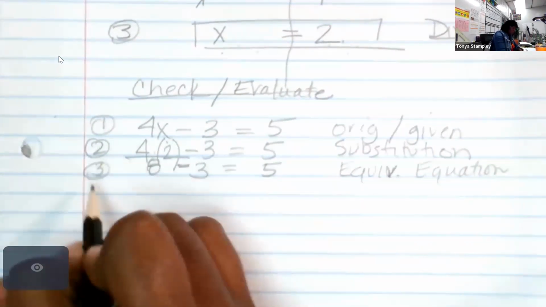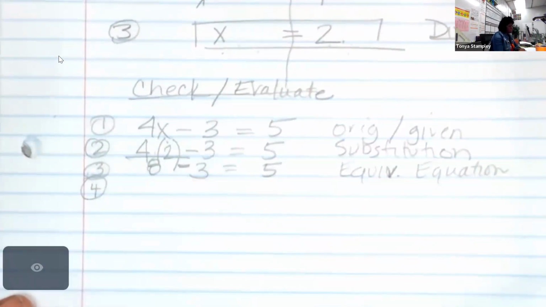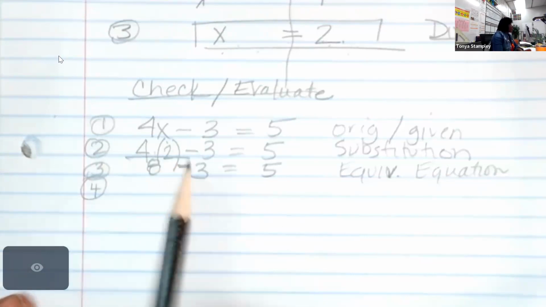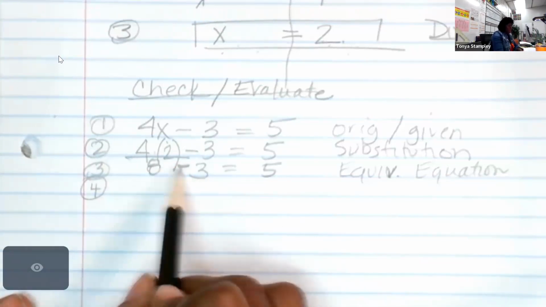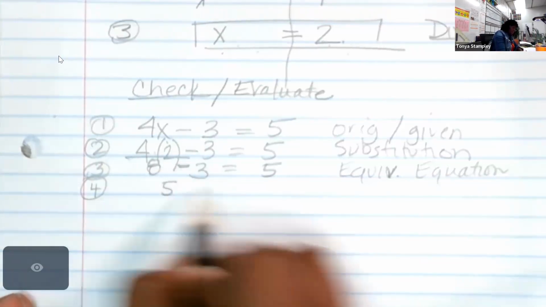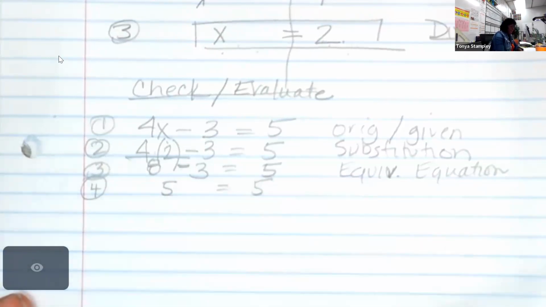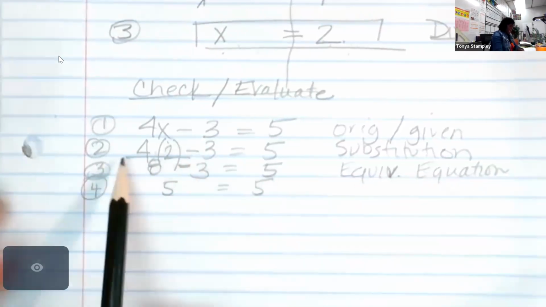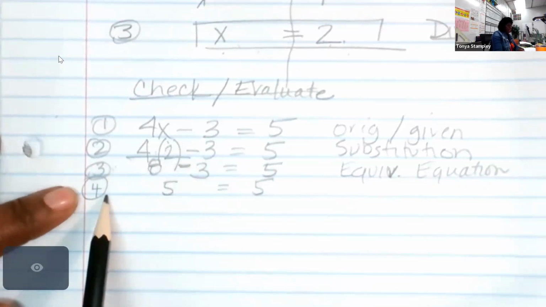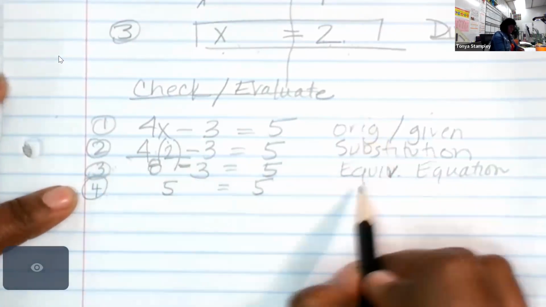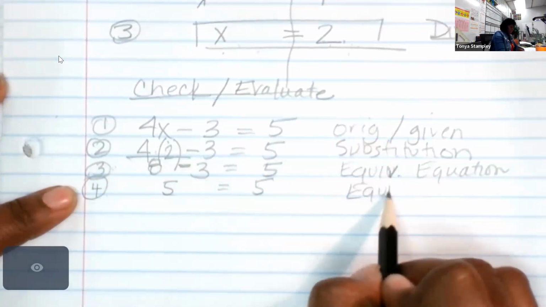All right, what am I going to do next? I'm going to subtract. What's 8 minus 3? 5. So 5 equals 5. And again, is line 3 any different than line 4? No. So what do I call that? Equivalent equation. All I'm doing is simplifying.